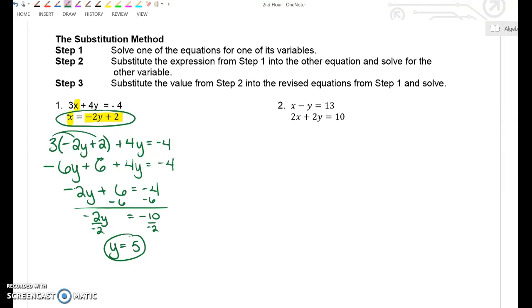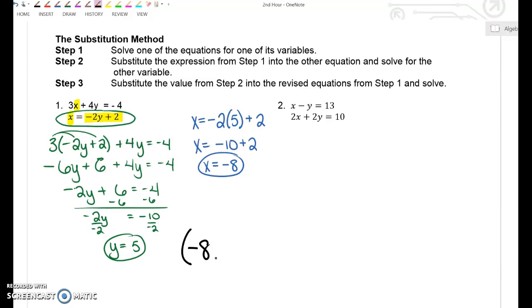If I want to know what x equals, it'd be really helpful to use the equation that says x equals. And this time, instead of the y, we're going to put in 5. X equals negative 8. Please write your answer as an ordered pair. Parentheses, your x value, comma, your y value, close your parentheses.